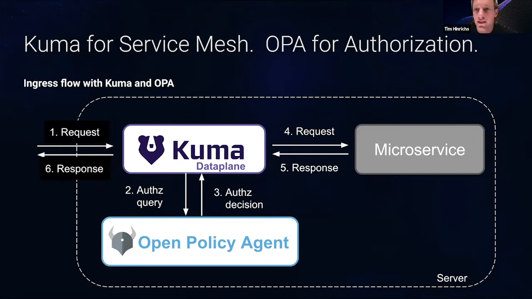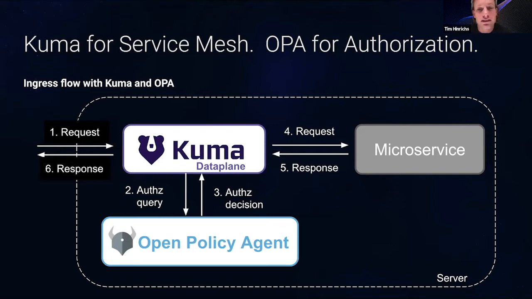Kuma, I think most of the folks here would already know what Kuma is, but I think of it as a service mesh. It's got two components. It's got a data plane. That data plane, shown here, runs on the same server as every microservice. That Kuma data plane is really a network proxy. It's responsible for sending and receiving all the traffic to and from that microservice.